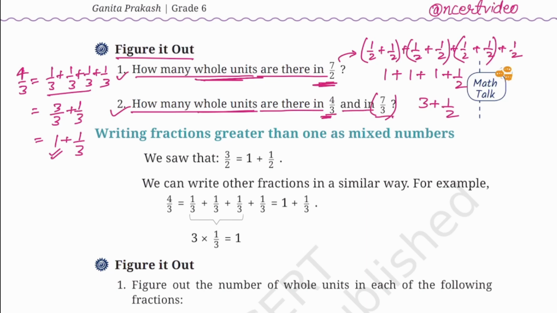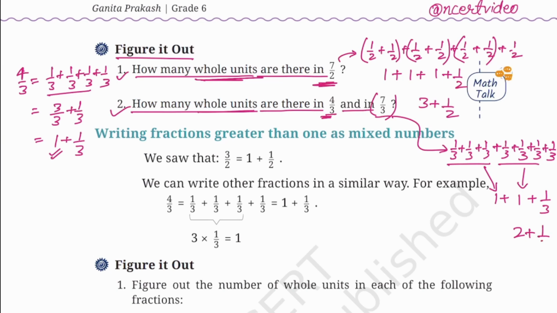Similarly, in 7 upon 3, you have to write 7 times 1 upon 3 and add them. 3 times 1 upon 3 and 3 times 1 upon 3 is equal to 1 plus 1 plus 1 upon 3, that is 2 plus 1 upon 3. That means there are 2 whole units in 7 upon 3.